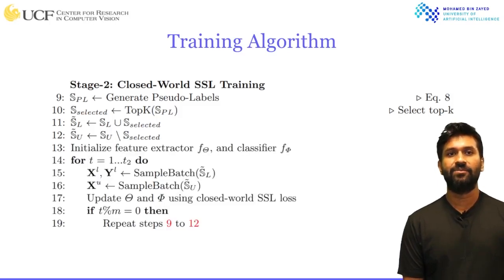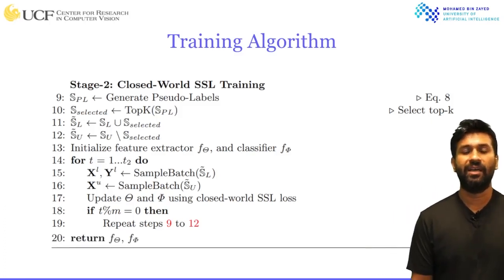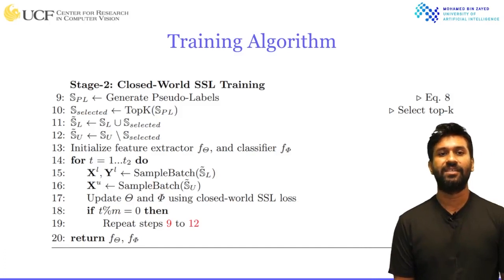Then after that, we'll initialize our feature extractor f theta and classifier f phi again. Then for iteration t equals 1 to T2, we'll sample a batch of labeled samples and a batch of unlabeled samples, and we'll update the parameters of f theta and f phi using the closed-world SSL loss we are using in this work. Then to address the negative impact of noise, after every M iterations, we'll do the pseudo labeling step again. That means we'll repeat steps 9 to 10. And finally, this algorithm will return our trained feature extractor f theta and classifier f phi.